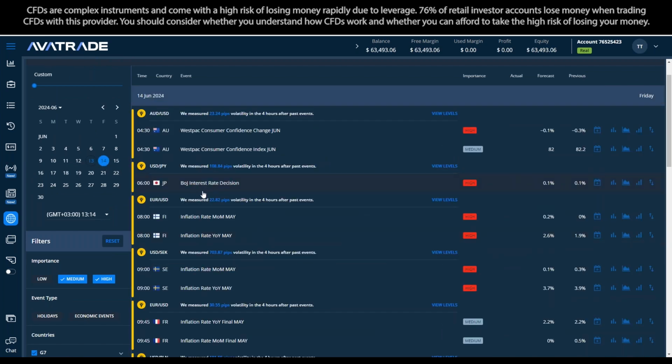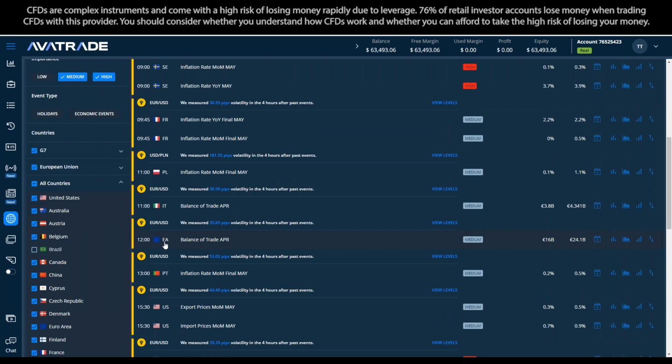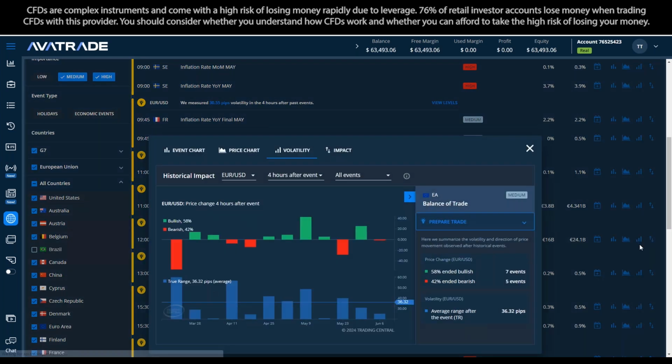Okay. Bank of Japan rate decision. You have a lot of options to look at here. The balance of trade out of the euro area, this is a big one. I know it's labeled medium in terms of importance, but it still has good statistical movement a lot of times.